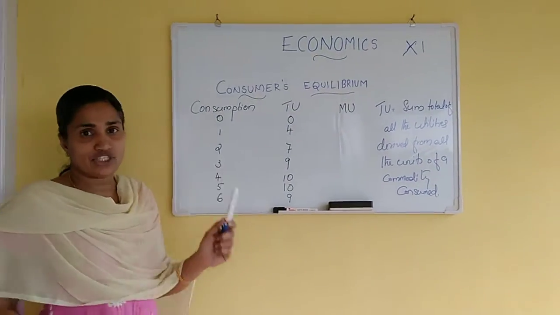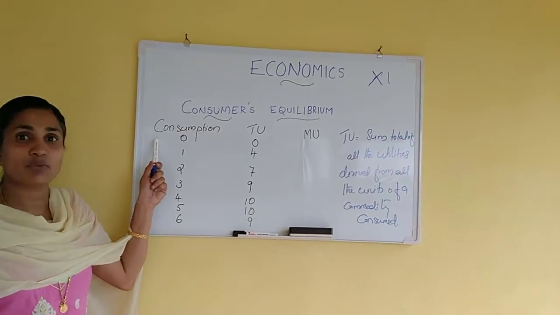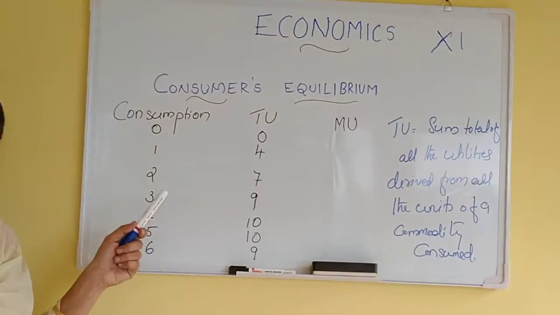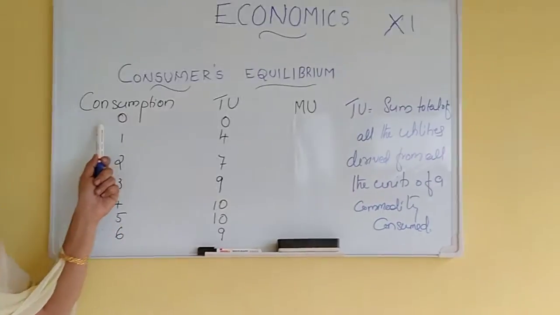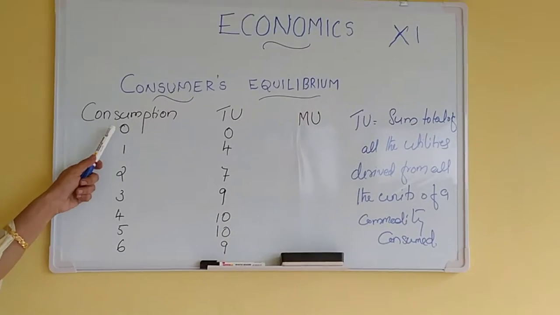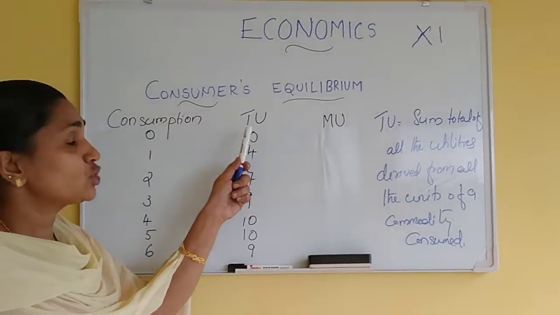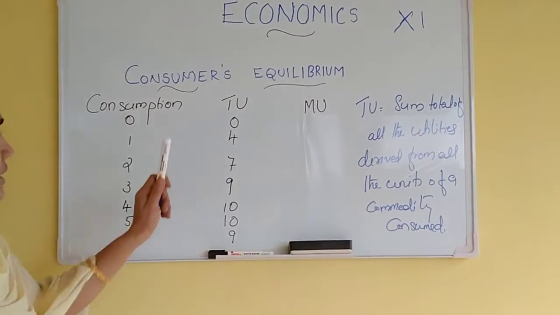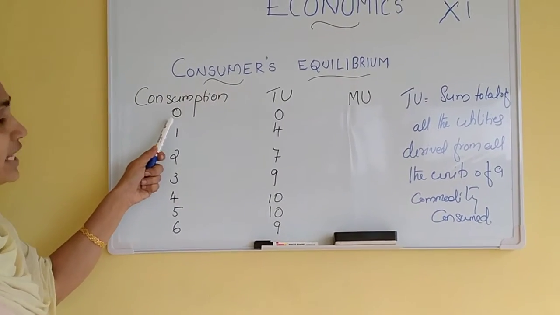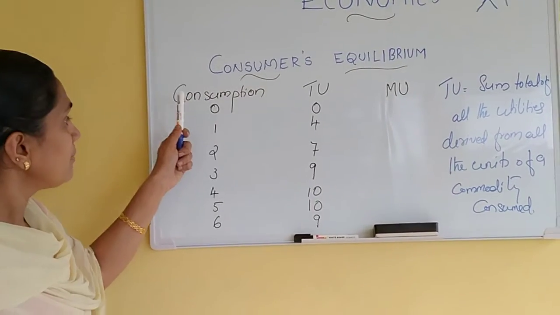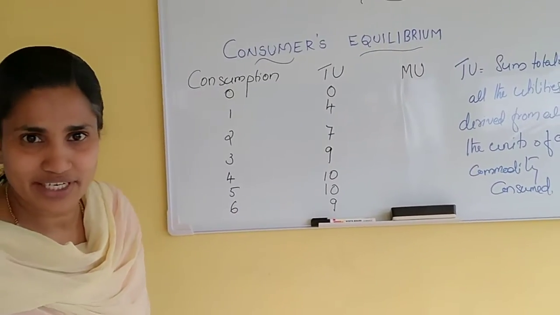Come back to this table. There is a consumption of a particular commodity, say X or Y or orange or apple or ice cream. You can imagine what you like. The consumption of that particular good. When we are not consuming anything, there is zero consumption. Total utility is the sum total of the utilities derived from the units of a particular commodity consumed. If you are not consuming anything, no utility, no doubt, right?